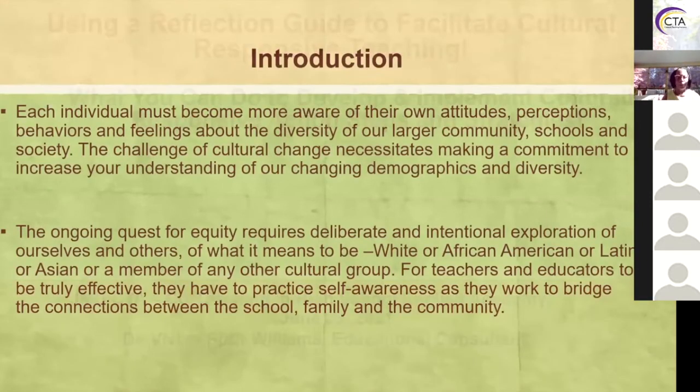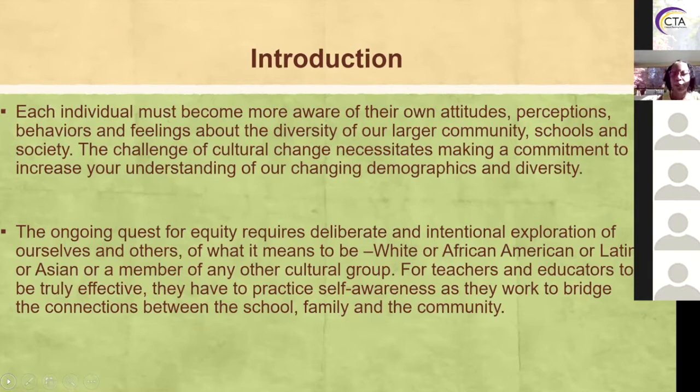I think it's important that we look at how each individual must become more aware of their attitudes, perceptions, behaviors, and feelings about diversity, because diversity is all around us. It's in our community, it's in our schools, it's in society. And the challenge of culture change necessitates that we make a commitment to increase our understanding of our changing demographics and diversity. One of the best things we can do is to embrace diversity and celebrate diversity, but also be aware of our own diversity as individual persons.